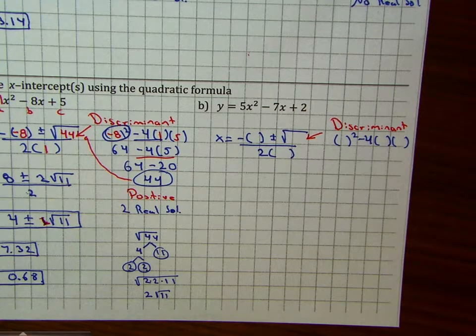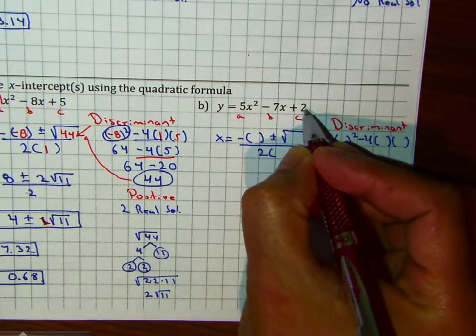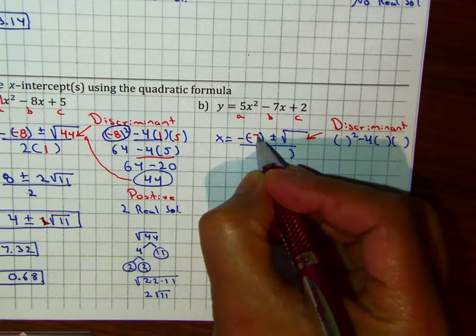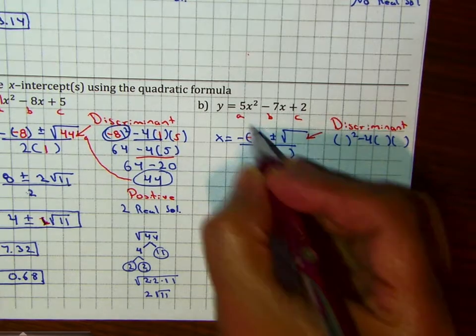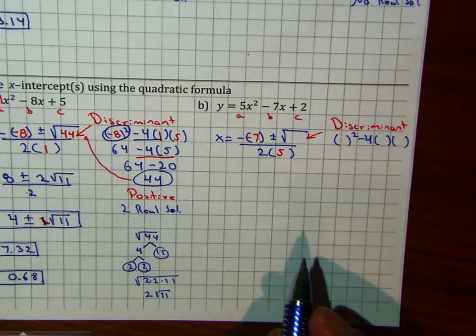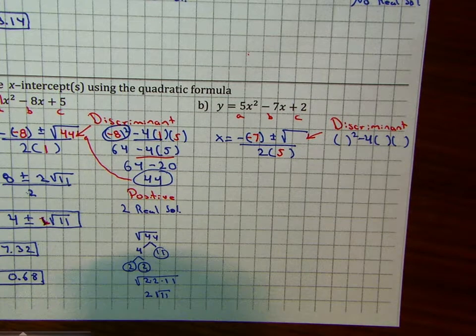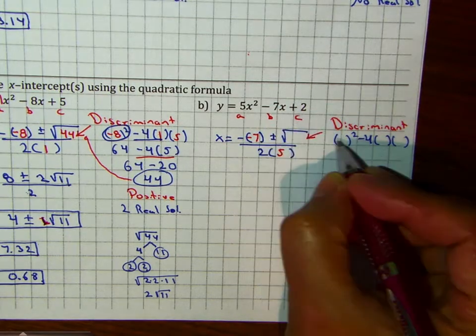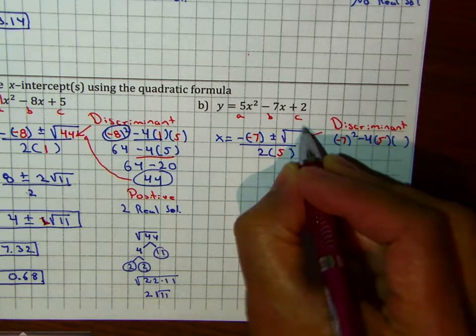You ready? So we have a, b, and c. This is in standard form. So b is negative 7. Once again, I have a double negative, all over 2a, which is 10. And now, inside the square root, b squared minus 4ac. b is negative 7, minus 4. a is 5 and c is 2.